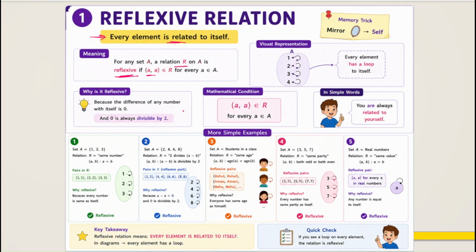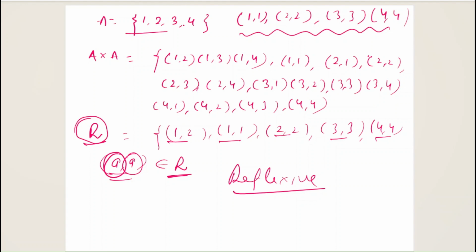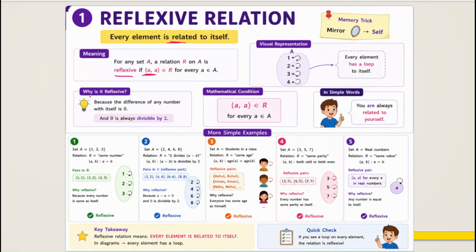Try to understand, rewind the video, and you can easily understand. For any set A, let me read this definition again: a relation R on A is reflexive if (a, a) belongs to R. Again, what I mean is you select any element from A, let us say 2. So the relation will be reflexive if it contains (2, 2) also. So (2, 2) is here, so this relation is reflexive, right? Why is it reflexive? Because the difference of any number with itself is 0.